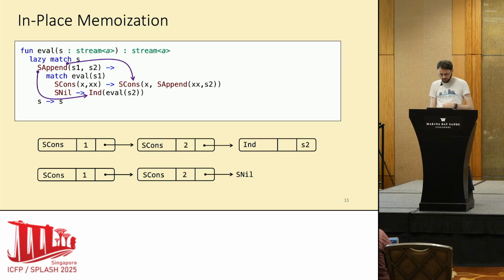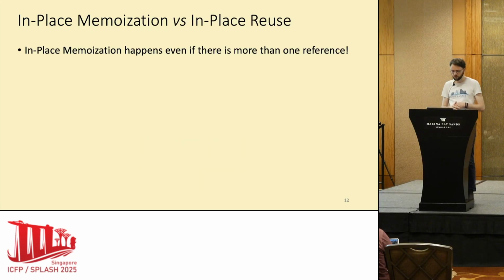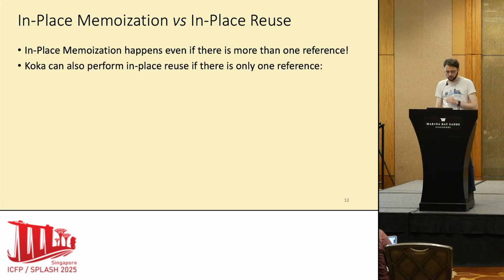I also want to contrast this a little bit to a different optimization that we call in-place reuse, which is actually quite different. In-place memoization happens even if there's more than one reference to the thunk, because it implements this memoization behavior where all the references to the thunk should see the same memoized value in the end. But Koka actually has another optimization that we call in-place reuse, which also does an in-place mutation, but only if the reference count is 1, so if there's only one reference to the allocation.